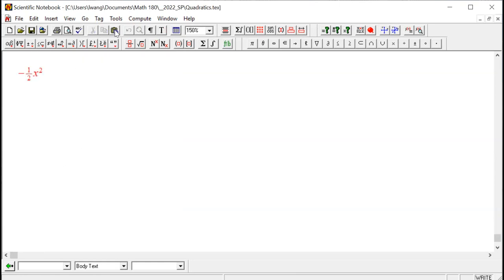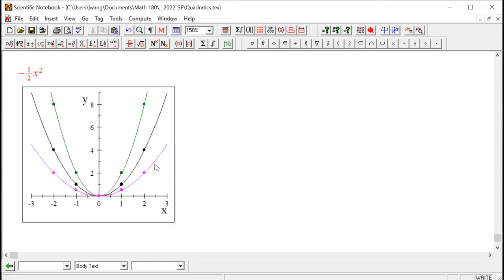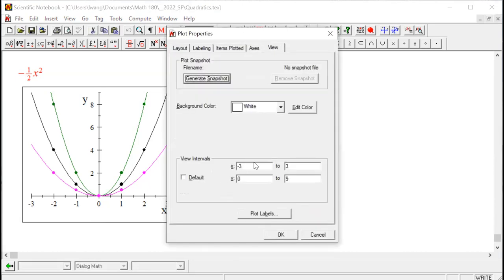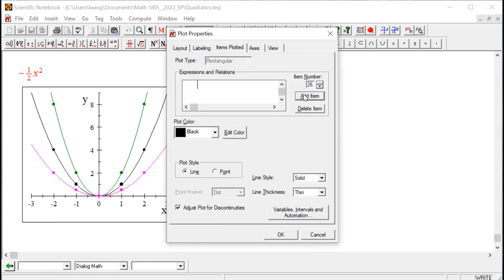So if you take that picture, we know the purple is 1/2 x squared, right? If we have a negative 1/2 x squared, what will happen? I need to make an adjustment to the view. What will happen? Negative 1/2 x squared.